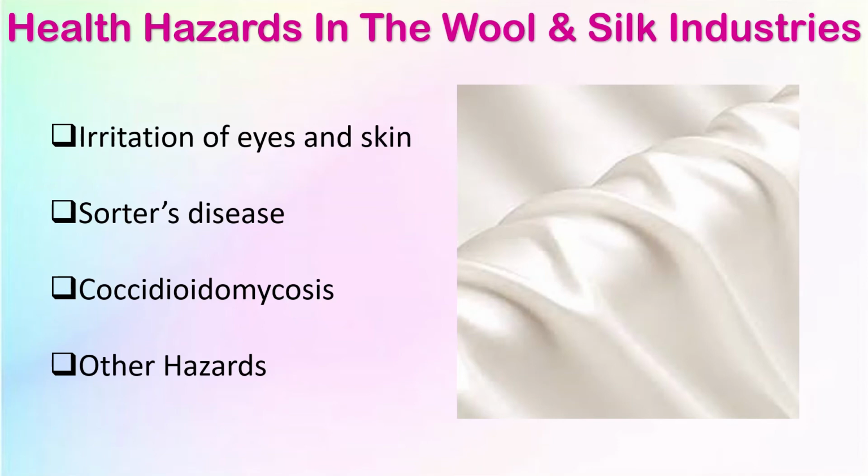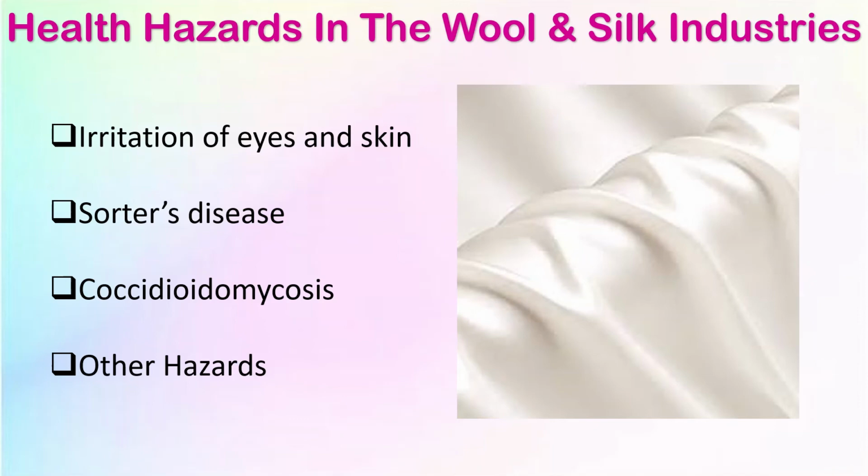2. Woolsorter's disease. Woolsorter's disease is a pulmonary form of anthrax. It results from inhaling the spores of the bacterium Bacillus anthracis. It is present in the wool of contaminated sheep. 3.